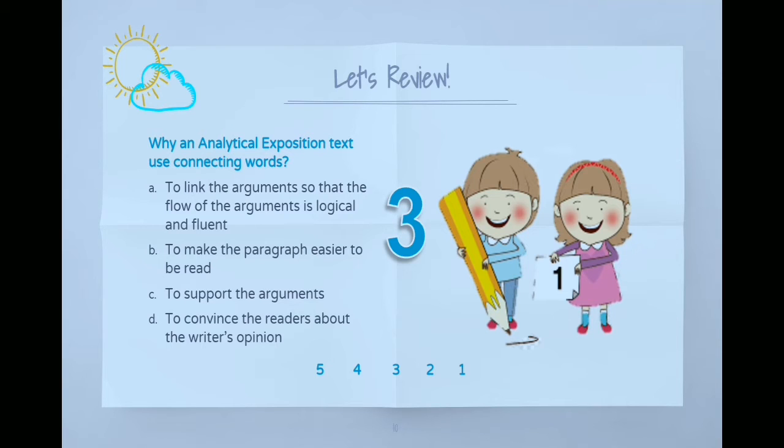The third question. Why does an analytical exposition text use connecting words? A. To link the arguments so that the flow of the arguments is logical and fluent. B. To make the paragraph easier to be read. C. To support the arguments. D. To convince the readers about the writer's opinion. Okay, so the answer is A. To link the arguments so that the flow of the arguments is logical and fluent.